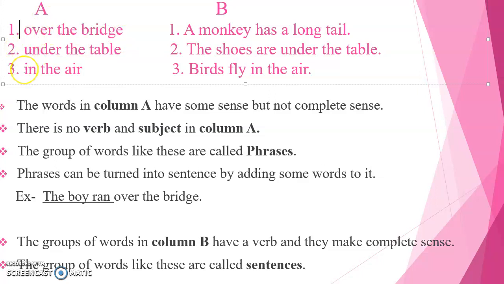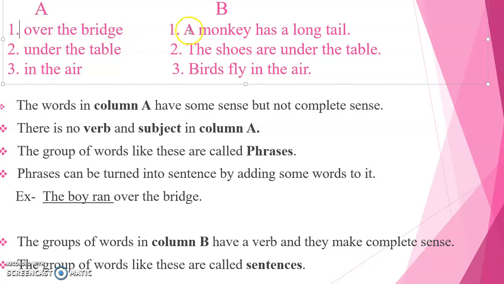You can see three groups of words. In all, you can see it is starting from small letters and it is not having a full stop. It also does not have a verb. Here also, in this also, and in the third also, a verb is not there. It means in these groups of words, verbs are not there. Good sense is coming, but not complete sense. And they do not start with a capital and do not end with a full stop.